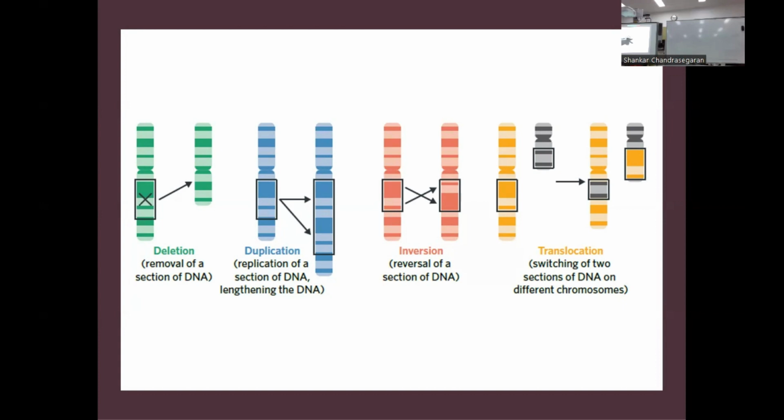So if you see the pattern, it's exactly repeated again. Inversion is basically when it is flipped upside down from the normal order, and translocation is when two chromosomes have basically switched sections of their DNA with each other. So let's say the yellow chromosome, in this sense, has been replaced with the gray chromosome, and the gray chromosome has been replaced with the yellow chromosome.